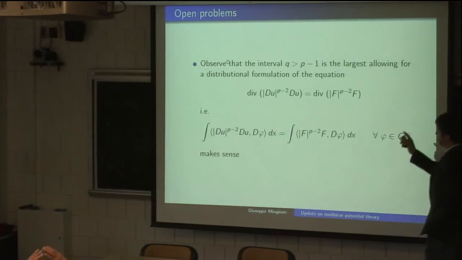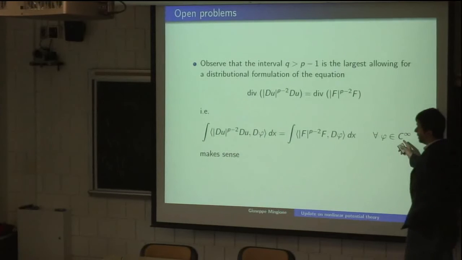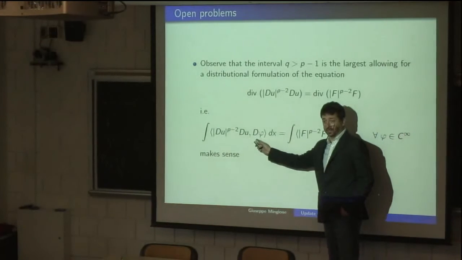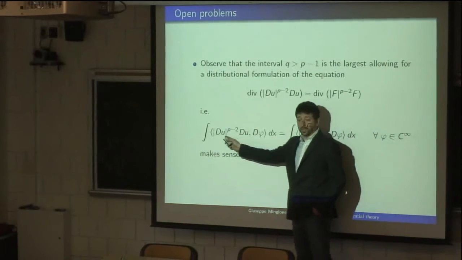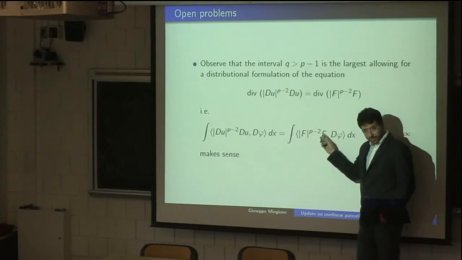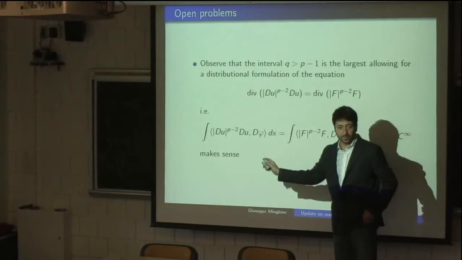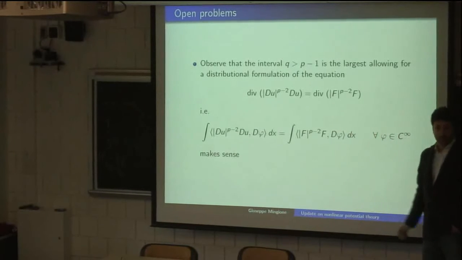And let me observe that this is the largest range for which this distributional solution makes sense. Essentially, because when the gradient is in L^(p-1) and f is in L^(p-1), you can still test by smooth functions and get something which makes sense according to the duality.